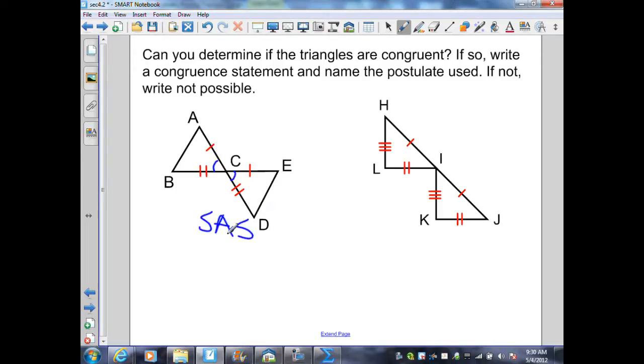A congruent statement would be, and I'm going to go from single tick to arc to double tick, which would be triangle ACB is congruent to, again going from single tick to single arc to double, ECD.